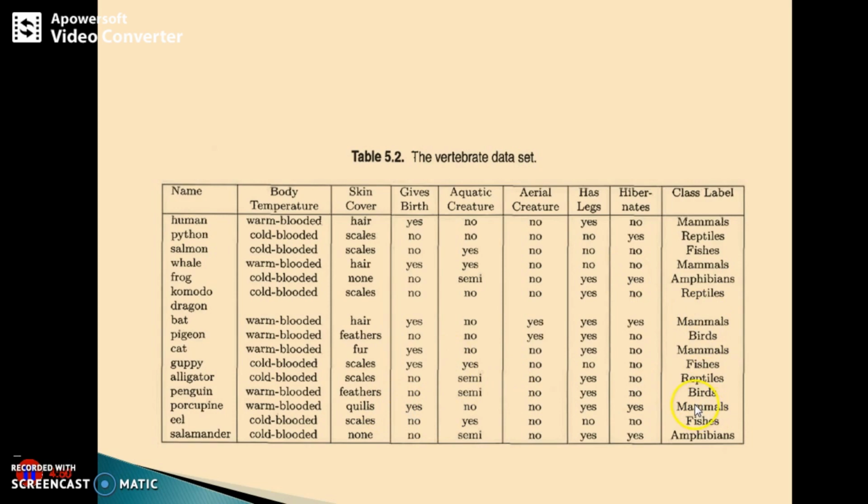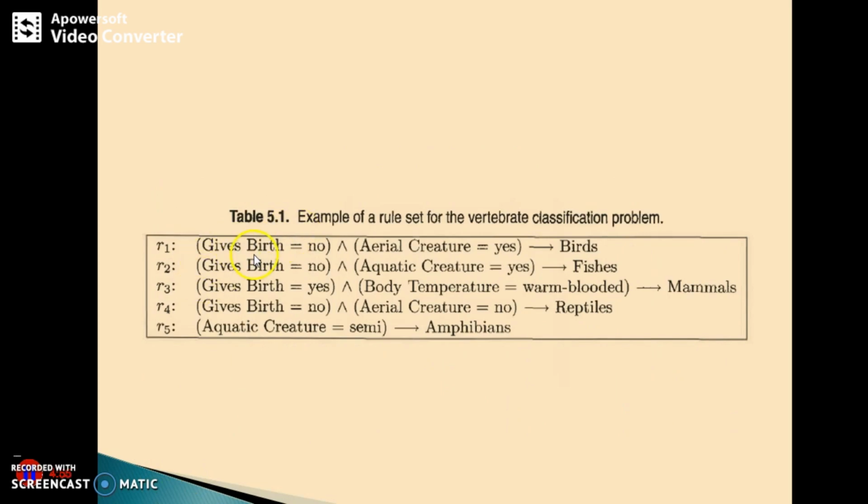So can I write such a rule? I have here my rule set, in which the third rule says that gives birth is equal to yes and body temperature is equal to warm-blooded. Here the conjunction is and, which means both conditions should be true. If both are true, then the creature can be classified as mammal. You call this an if-then rule, right? So how many records is this rule covering, or satisfying, here?